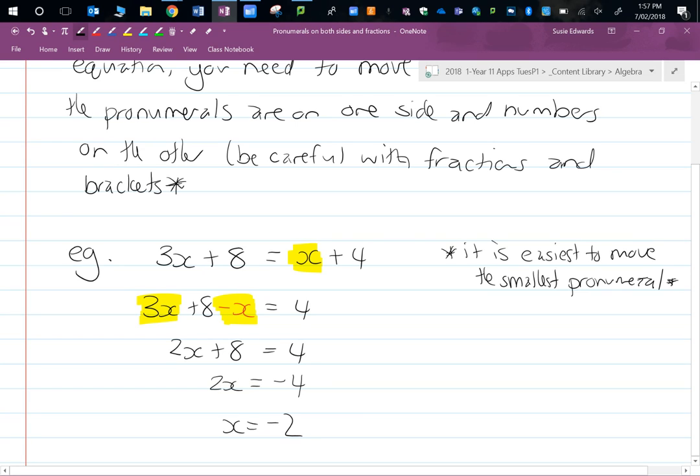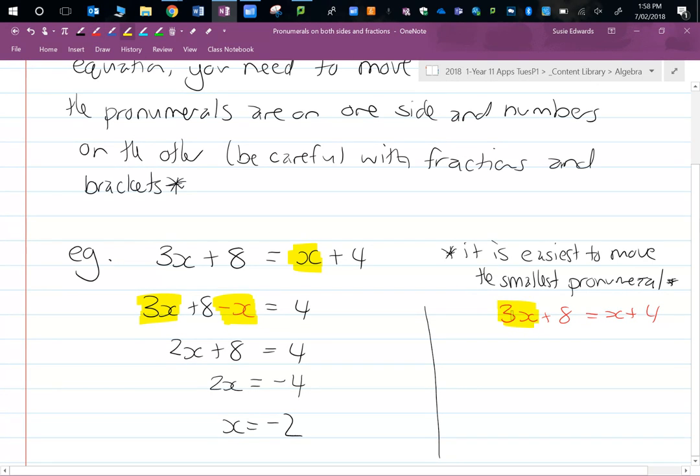And that's your answer. Now, you don't have to show this, but I just want to show you what would have happened if we moved the 3x instead of the x. So this is fine for you guys, but I just want to show you it still ends up the same answer, but it's a bit harder to work out. So we've got 3x plus 8 equals x plus 4, so same formula. This time I'm going to move the 3x.